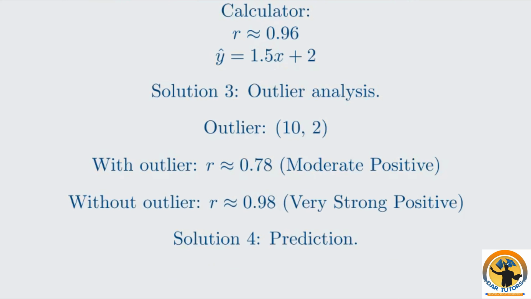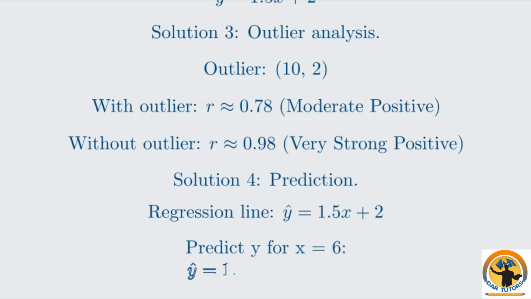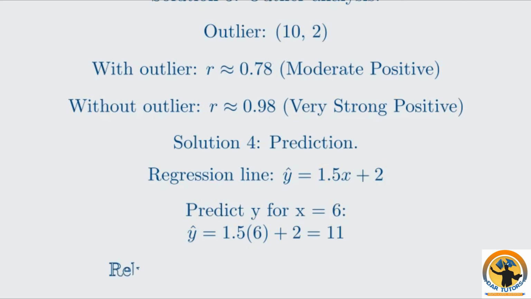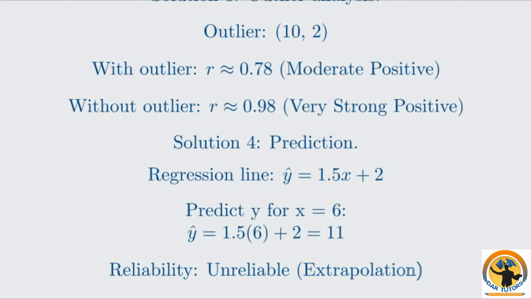For question 4, we use the regression line y hat equals 1.5x plus 2. To predict y when x is 6, we substitute x equals 6, getting y hat equals 11. This is an extrapolation, as 6 is outside our data range of 1 to 5, so the prediction is unreliable.